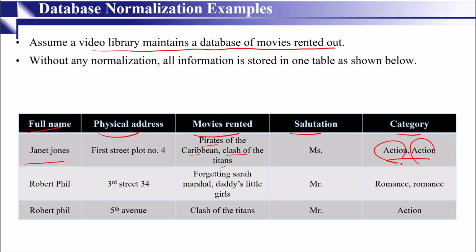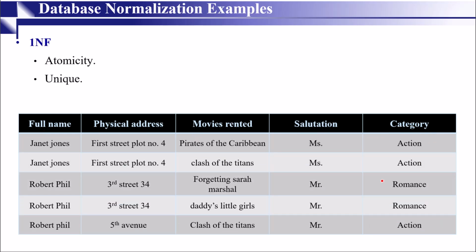This is a kind of redundancy. And also, multiple movies and categories are listed in a single cell. You can see here, this is violating the first NF atomicity rule. So to reach 1NF, we have to ensure atomicity. You can see here, each movie is in a separate row and each cell contains a single value, like action and romance and these things, right?